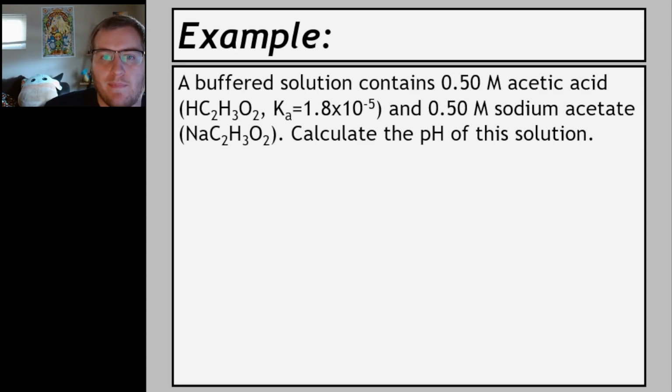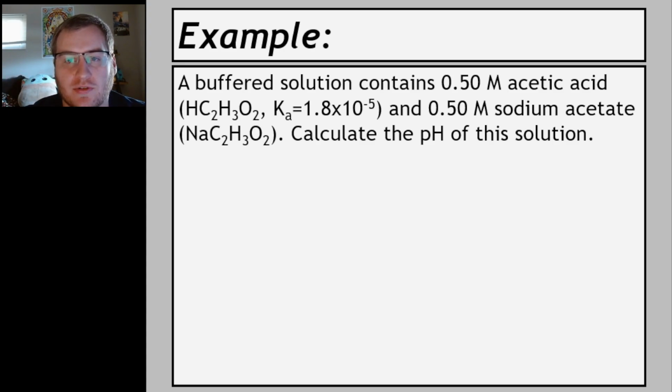We have a buffered solution that contains 0.5 molar acetic acid. Acetic acid is one you should probably know; we use this one a lot. It's made from the acetate ion gaining an H, so I have HC2H3O2. Its Ka is a number that might be getting familiar at this point, 1.8 times 10 to the minus 5. I also have 0.5 molar sodium acetate, which is NaC2H3O2.